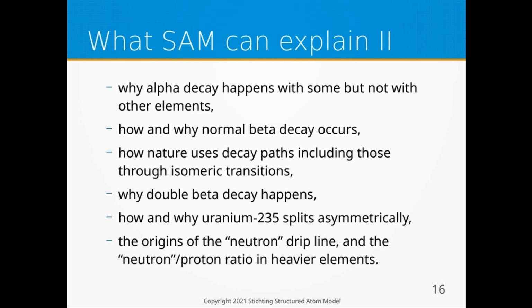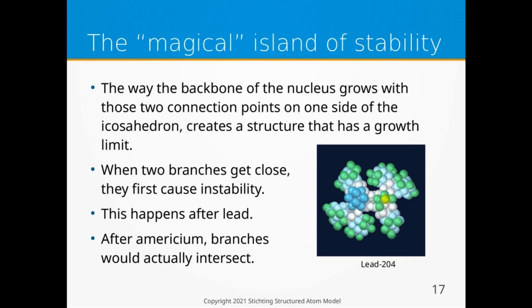The main point we want to make here is that all this has a direct causal relationship with the structure of the nucleus. When the question is posed, why do elements become unstable after lead, and is there an island of stability later on? The answer would be, the backbone structure of the nucleus folds in on itself, and branches start to interfere or overlap. This occurs just after lead, and is the reason for the instability of the nucleus.